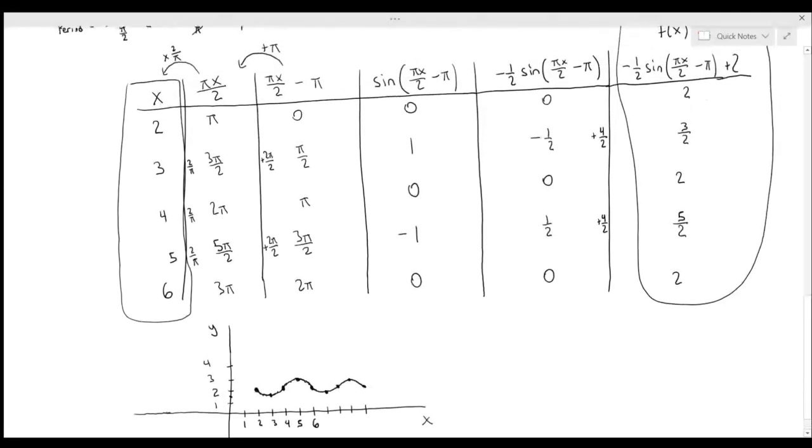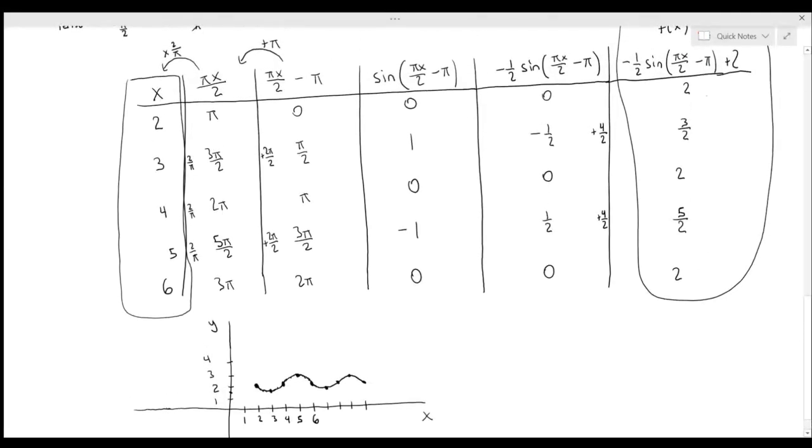Okay, so I'll pause there right now and check with everyone, see if you have any questions. I recommend, at least for me personally, I find it easiest to make the graph by making this table. All right, I will go ahead and move on, and let's take a look at problem number 4 from the review.